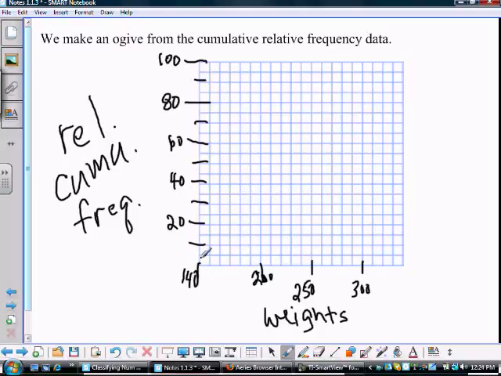What was that percent? Somebody told me they had them copied down. What was the 140 to 150 cumulative percent? 2. So I start off at 140 being down here at the 0th point, at 0%. So the 140 to 150 was 2, so 2%. So I'll put it all at 2%. Then 150 to 160, the cumulative is still 2%. And then the 160 to 170 was what cumulative percent? 7.